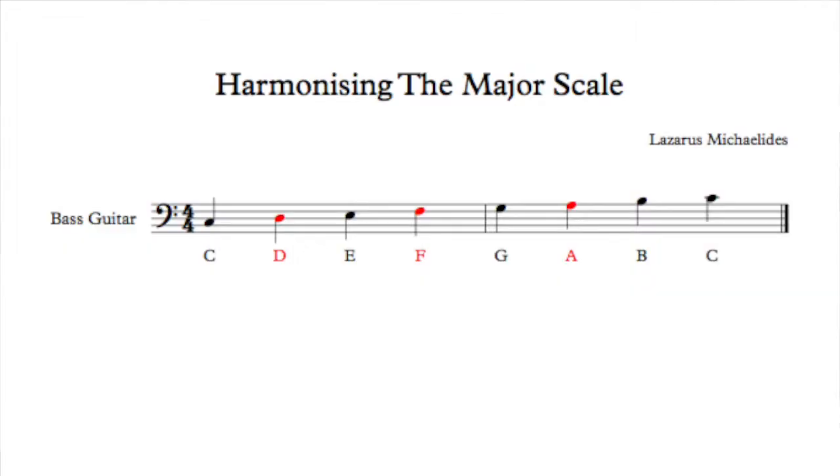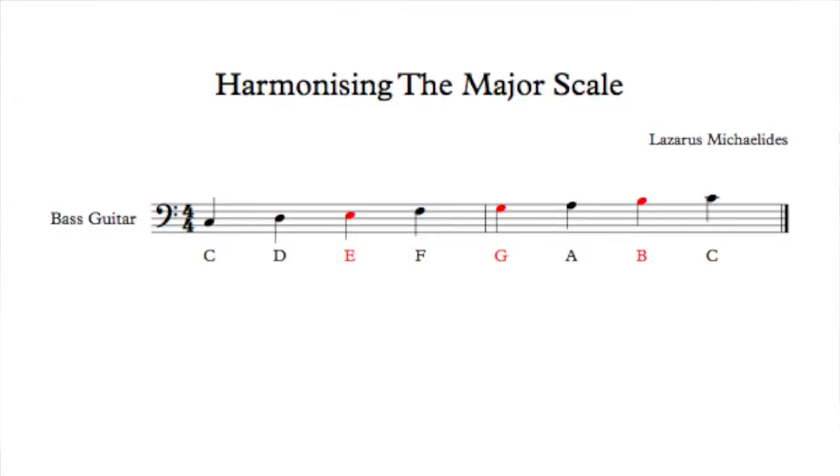The next degree of the scale is D. A third up from D is F, and a fifth up from D is A. So here we have D, the minor third F, and the perfect fifth A, giving us a D minor triad. The next degree of the scale is E. A third up from E is G, and the fifth up from E is B. So we have E, the minor third G, and the perfect fifth B, giving again an E minor triad.